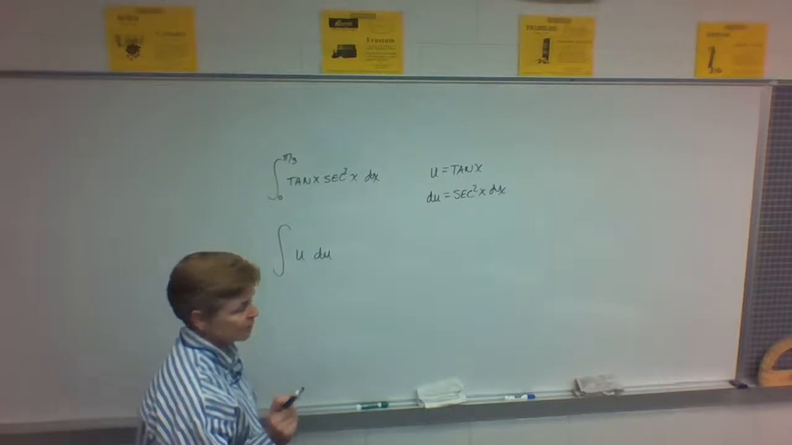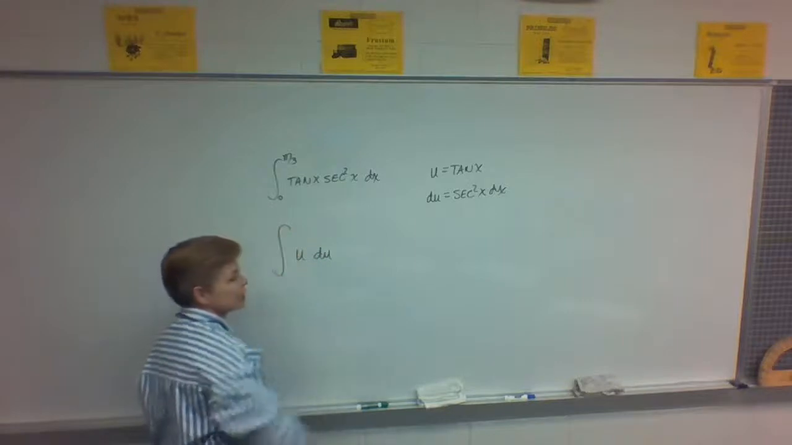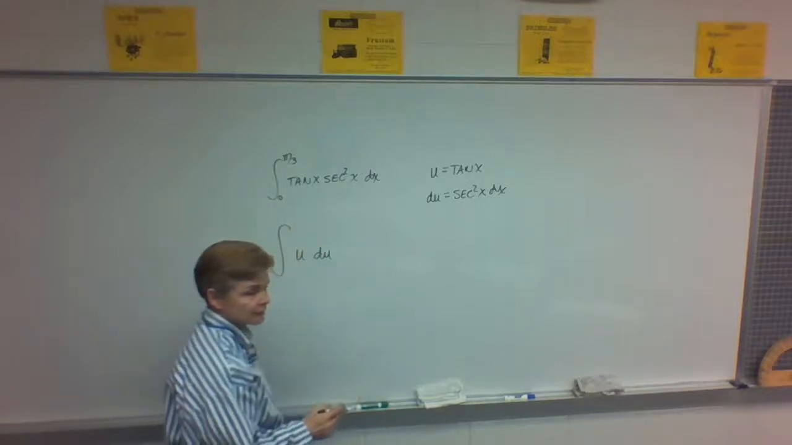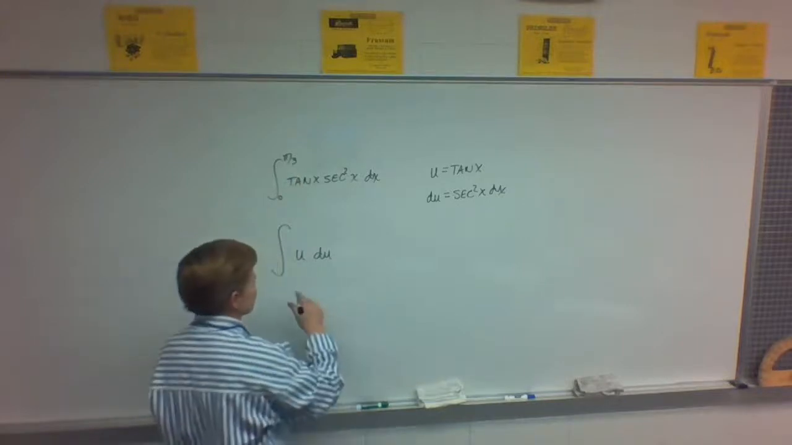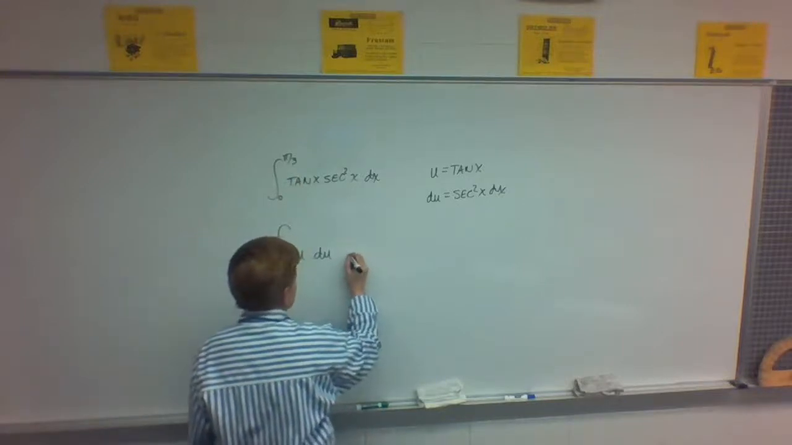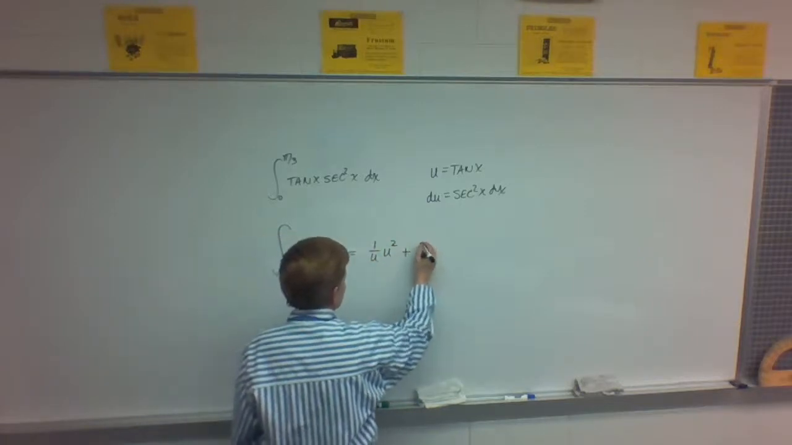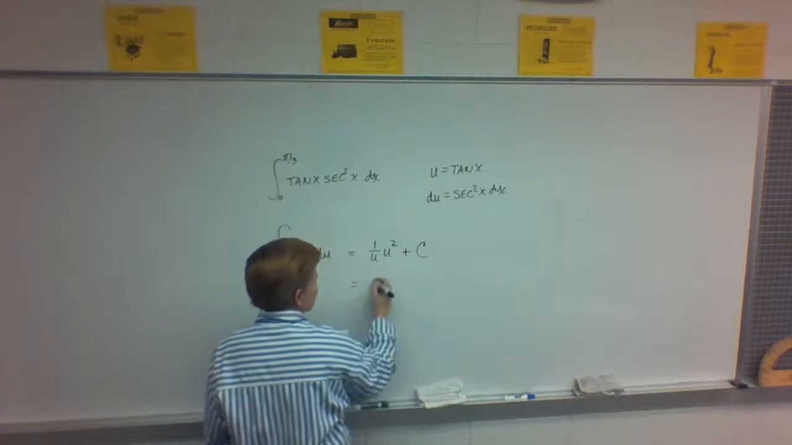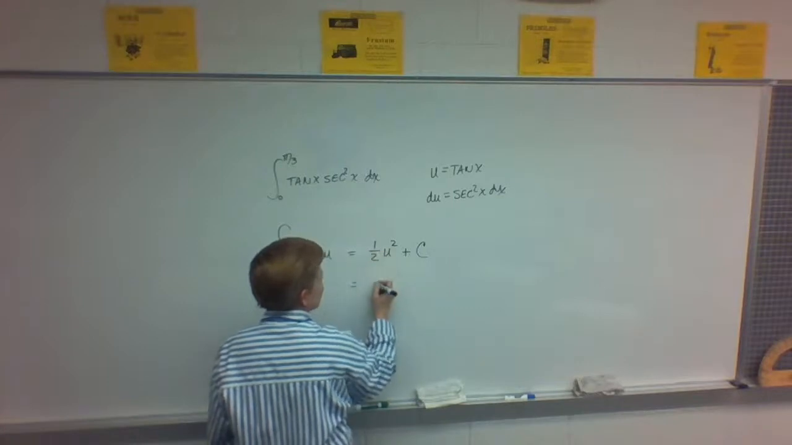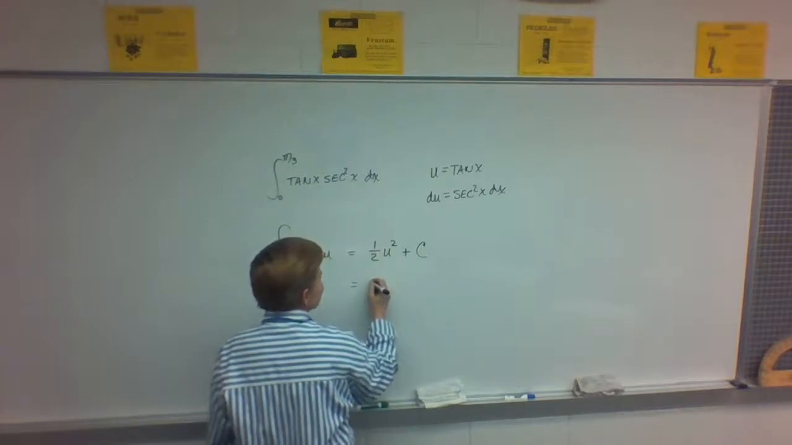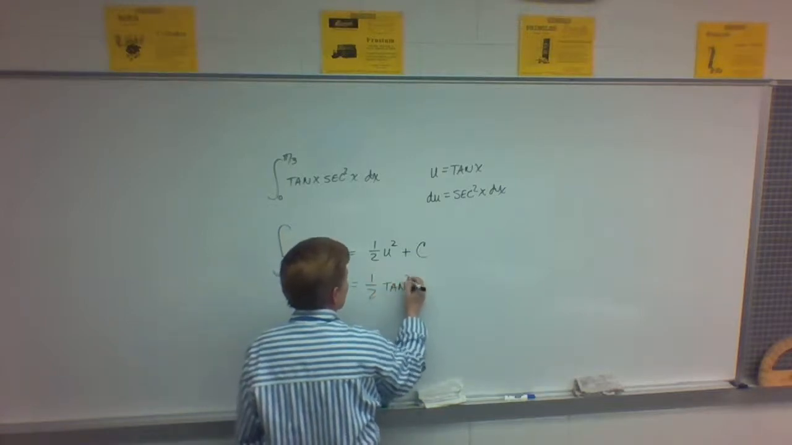Listen. Don't put the limits of integration. When you change variables, you leave the limits off until you get back to where you've written it in terms of x. Then you can come back to these. So leave it with no limits of integration. What is the antiderivative of this? 1/2 u squared plus c. And this becomes just 1/2 tangent squared x plus c.